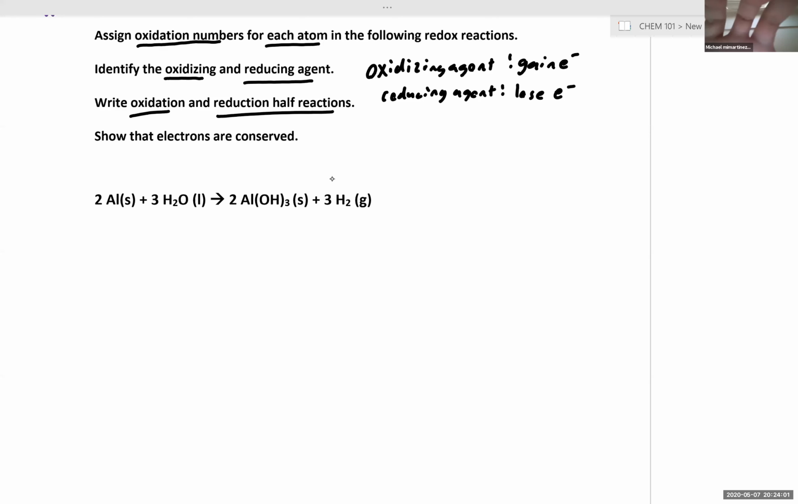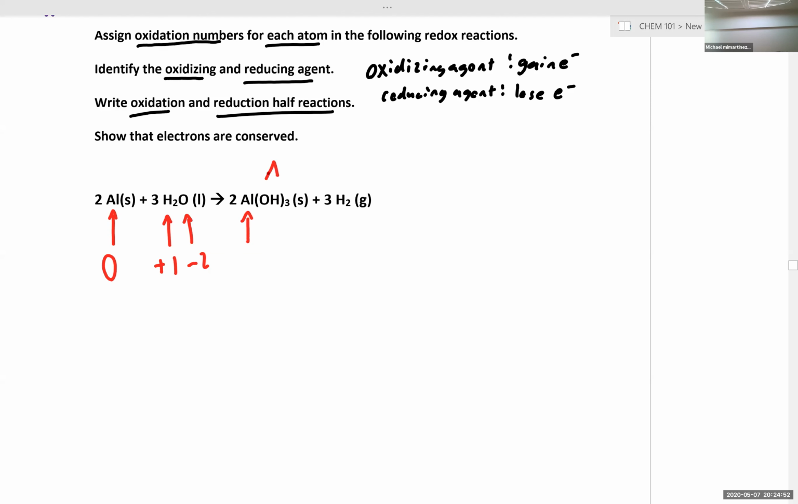To provide a little more guidance on this problem, let's together assign oxidation numbers. Looking at aluminum, what is the oxidation number of the pure element aluminum? 0, yep, okay. What's the oxidation number of hydrogen typically? +1. What is the oxidation number of oxygen typically? -2. Okay. What about aluminum in aluminum hydroxide?